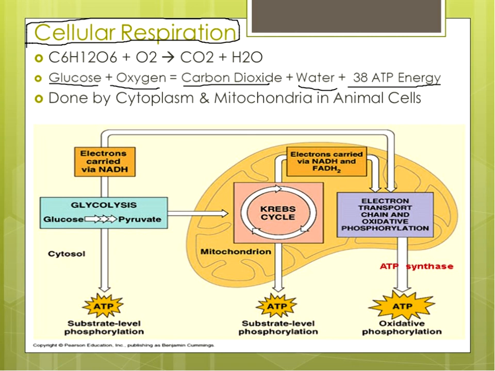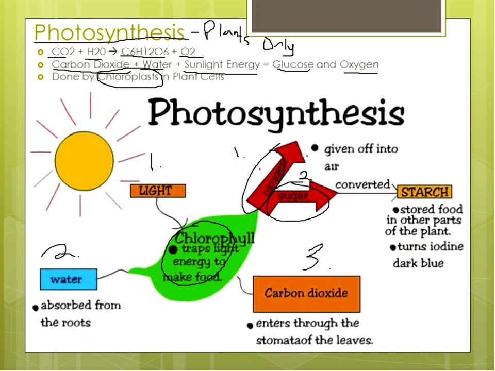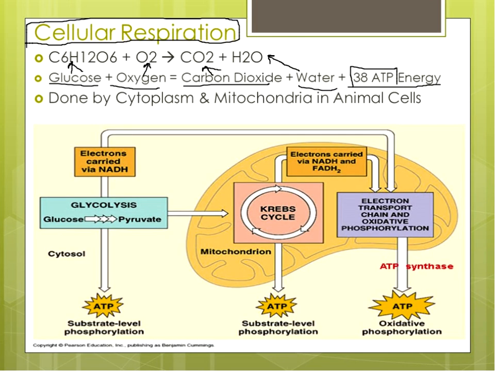Here we go again. Glucose, oxygen go in. Carbon dioxide, water, and energy in the form of 38 ATP units are made as products. It's not done in the chloroplast because our cells don't have that, but these are done in either the cytoplasm or the mitochondria in animal cells. And believe it or not, cellular respiration is not just animals. Plants and animals can do cellular respiration.